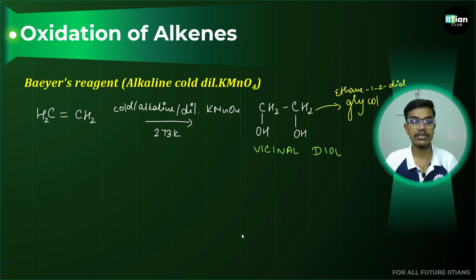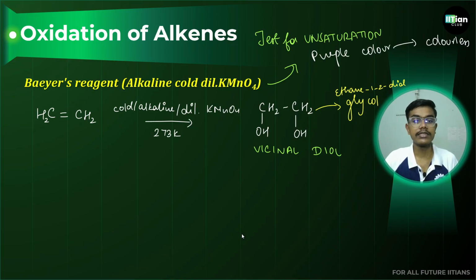Next up, you have oxidation of alkenes, and you have Baeyer's reagent, which is alkaline cold dilute KMnO4. This alkene is turning to a vicinal diol, and the name is ethane-1,2-diol, and it is also known as glycol. You should note that. And this is also a test for unsaturation.